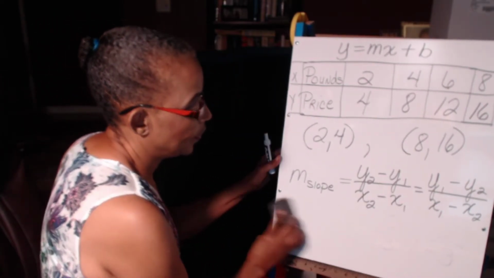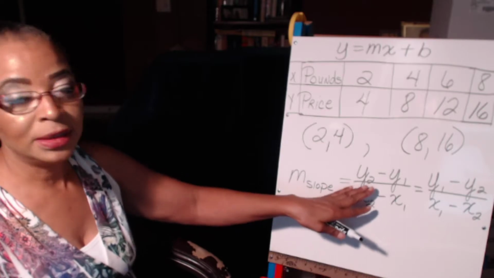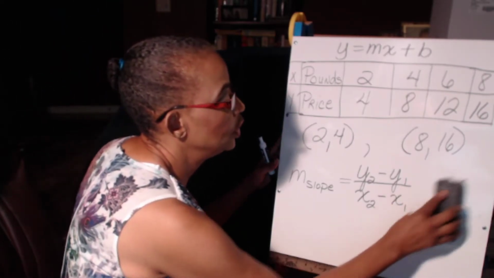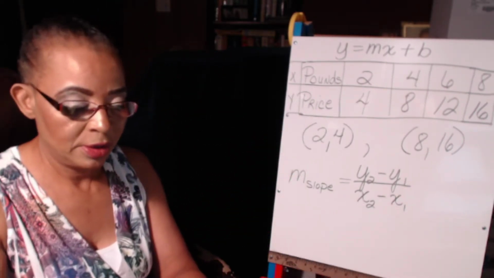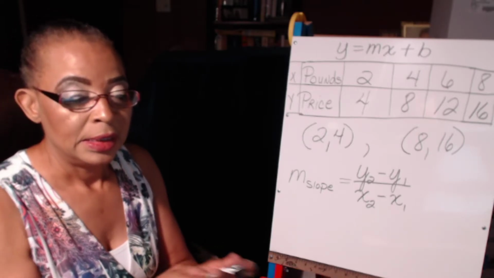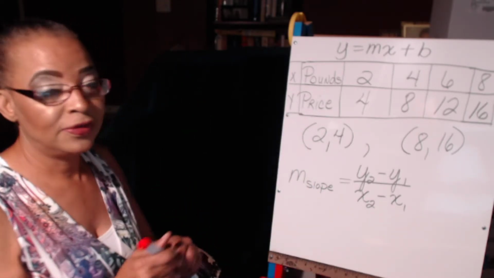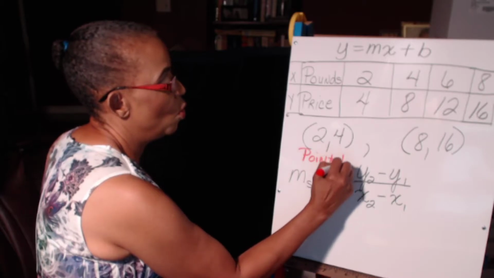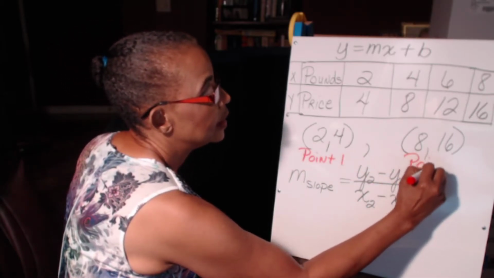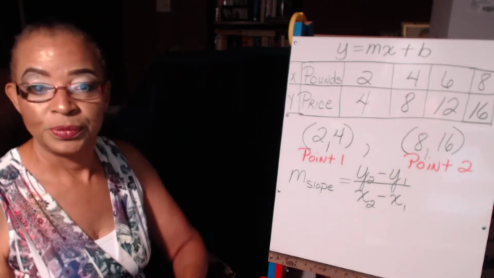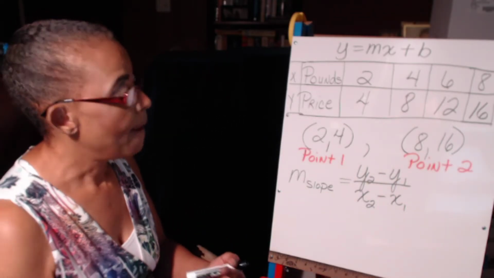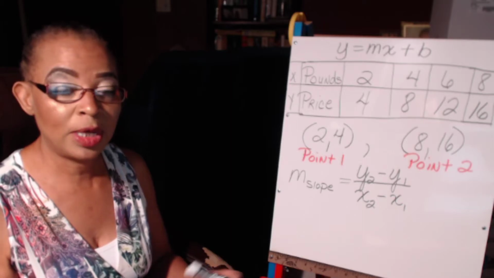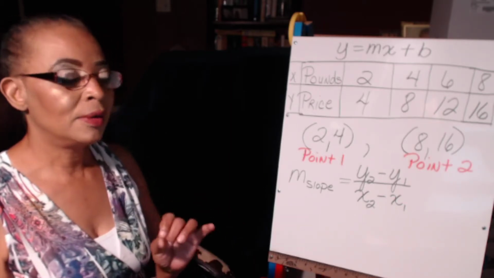So, since we are so used to using y sub 2 minus y sub 1 over x sub 2 minus x sub 1, I'm going to use that particular equation. Now, the first thing I'm going to do is identify my points. So this would be point 1, and this will be point 2. Okay? So what I'm doing is not only good for middle school and high school students, but college students as well, because I do teach college algebra. All right.